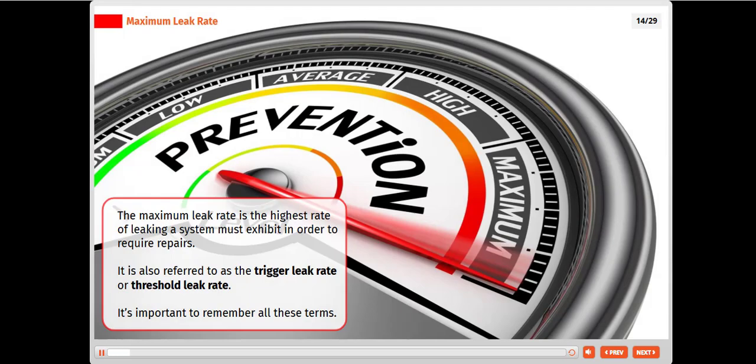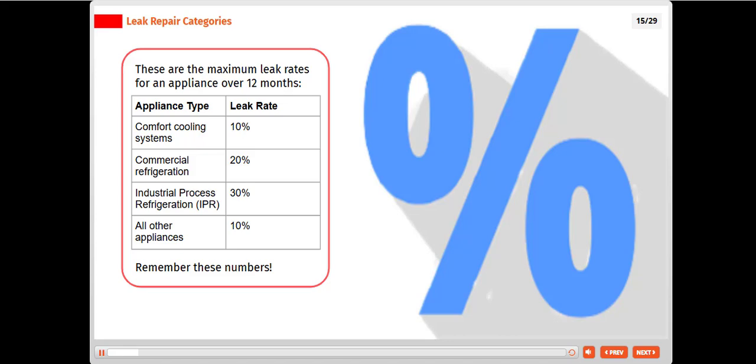The maximum leak rate is the highest rate of leaking a system can exhibit before it requires repairs. It is also referred to as the triggered leak rate or threshold leak rate. It's important to remember all these terms. These are the maximum leak rates for an appliance over 12 months. Comfort cooling systems, 10%. Commercial refrigeration, 20%. Industrial process refrigeration, IPR, 30%. All other appliances, 10%. Remember these numbers.